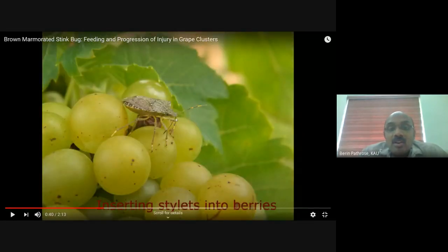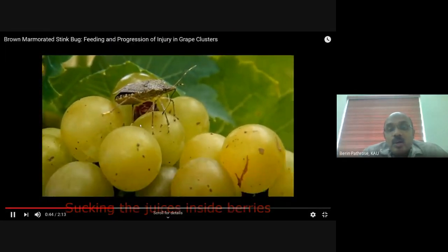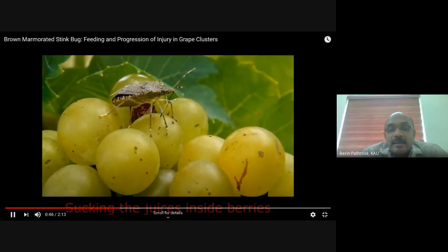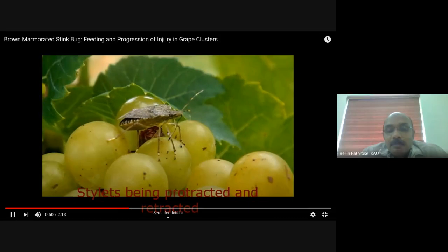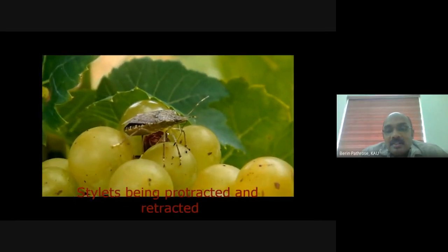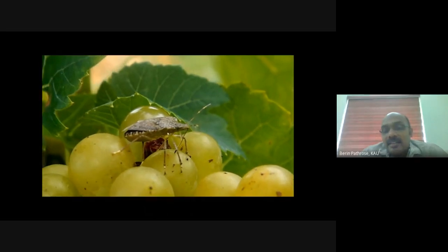Again, is it clear now? This is the proboscis. Inside the proboscis, we have the stylets. It will keep the proboscis on the plant tissue and the stylets will pierce into the plant tissue. See, you can see how it is feeding. The proboscis is kept, the stylets are inserted into the berries, and it is sucking the sap.